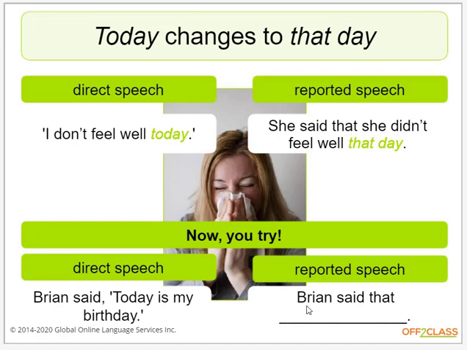Brian said, today is my birthday. Brian said that that day was his birthday. Something else you can do is you don't have to actually say that day. You can also use a specific day. So if today is Monday, and today is my birthday, reported speech could be like Brian said that Monday was his birthday. Let's say you're talking about this on Wednesday or Thursday, in the future. So Brian said that Monday was his birthday.